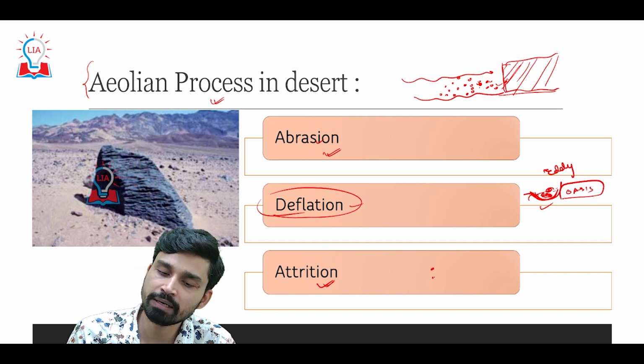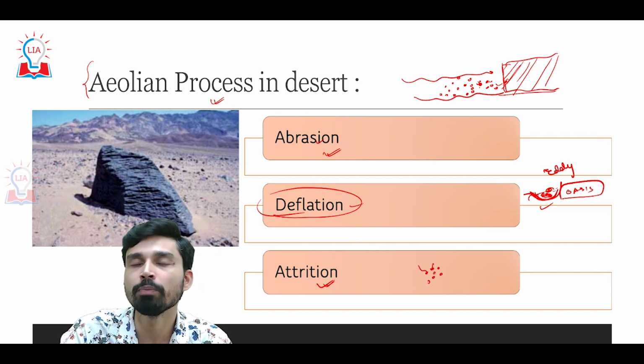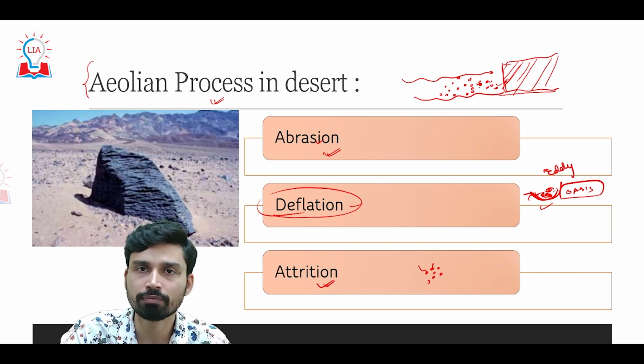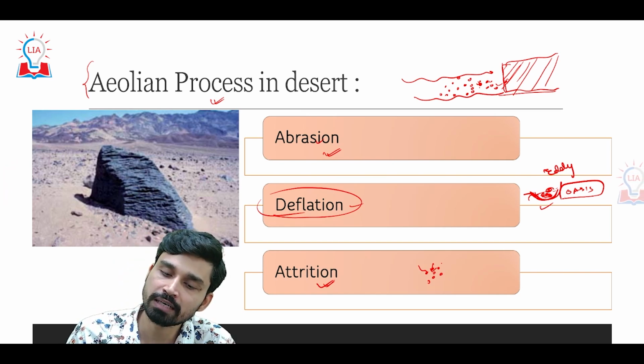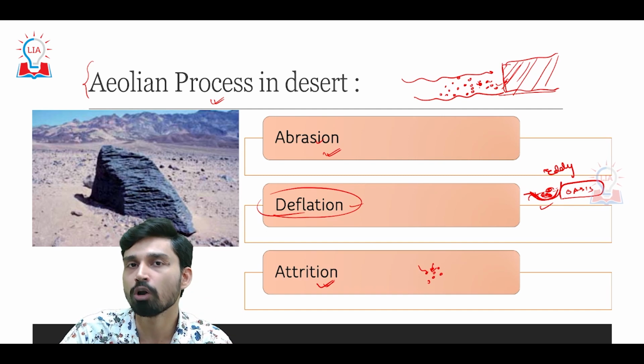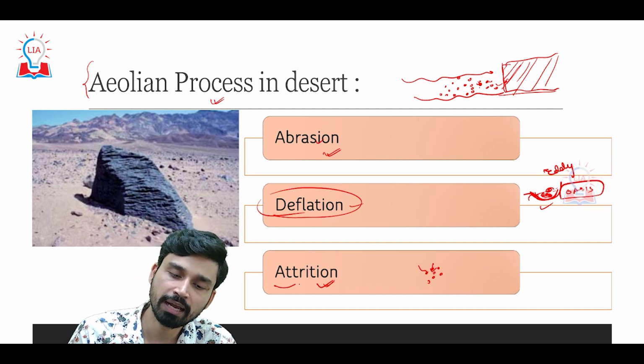Attrition is when the sediments and small rock fragments of various sizes collide with each other, which causes them to break away into much smaller fragments. This disintegration of the sediment into much smaller fragments due to continuous collision with each other is what we can call attrition.